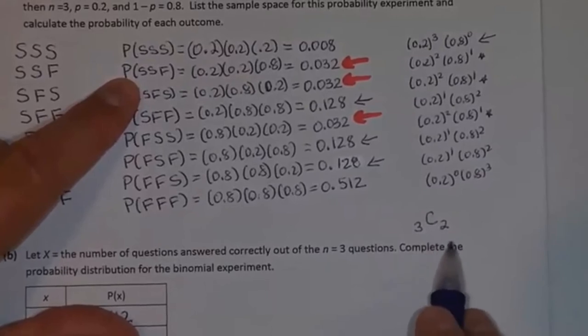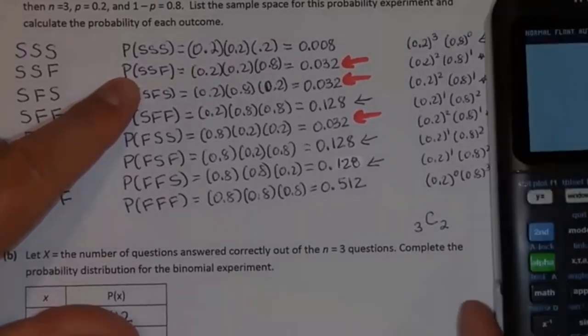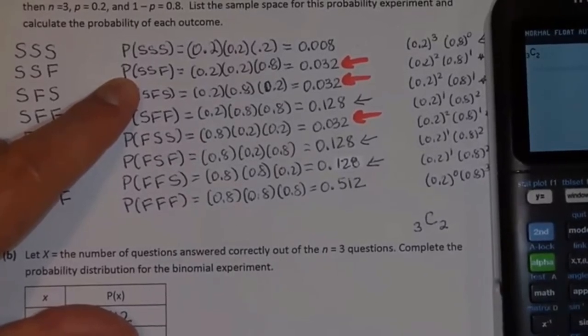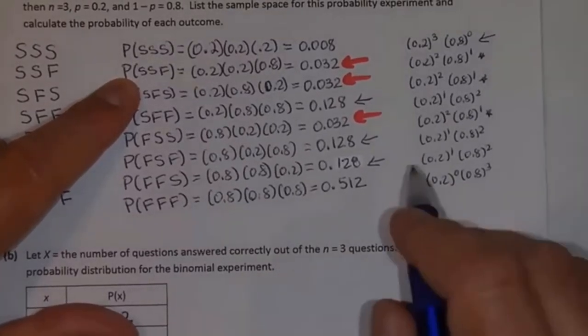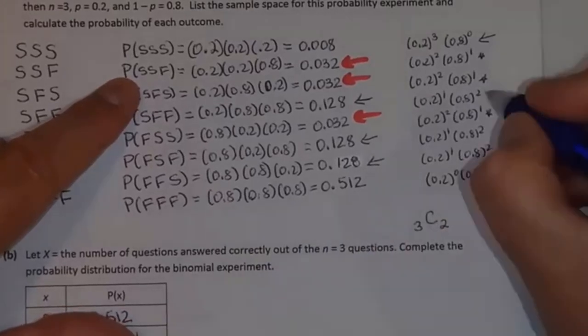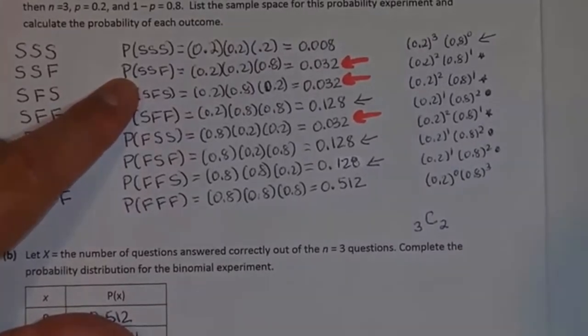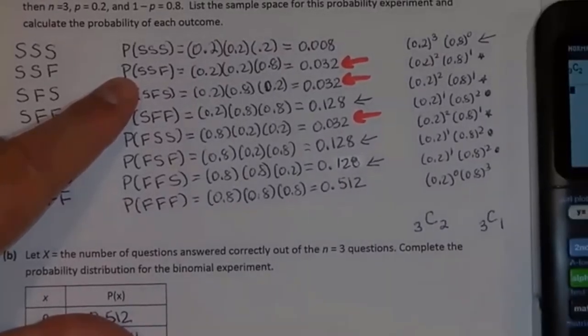That would be a combination. 3 trials, 2 successes. If you do that on your calculator or by hand, whichever way you want to do it, 3 choose 2 is 3. So there's 3 different ways that I can have 2 successes out of 3 trials. How many different ways can I have 1 success? Well, that happened here and here and here. So there were 3 ways that I could get 1 success. That is 3 choose 1, which is 3.